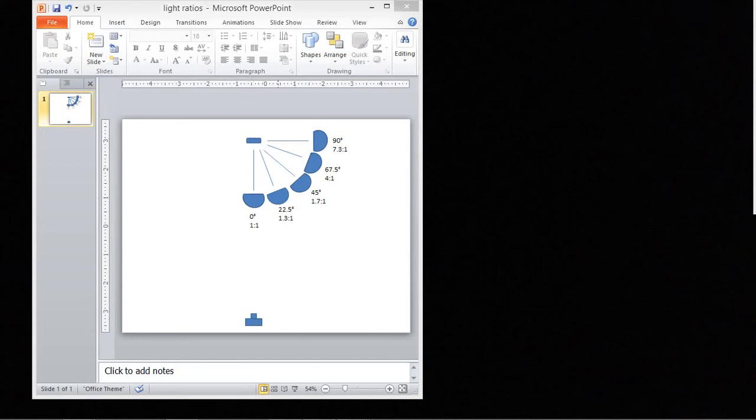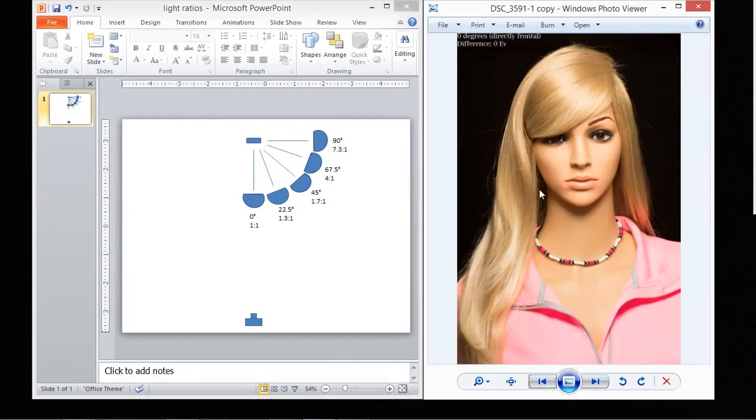Okay, so let's get into the images. This is the first one, 0 degrees. The beauty dish is directly frontal, and this is the resulting image. I'll go through all these images twice. The first time, we'll talk about light ratios and stops, and the second time through, we'll talk about aesthetics and the quality of light and how it looks on the mannequin. So we'll cover each one twice for different reasons.